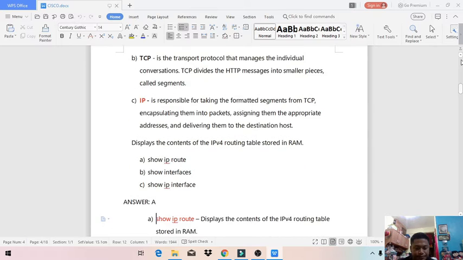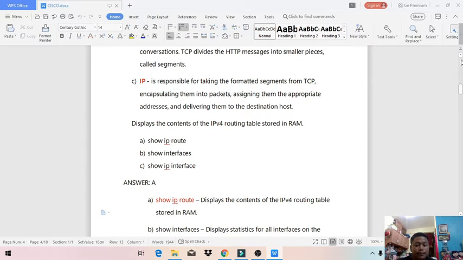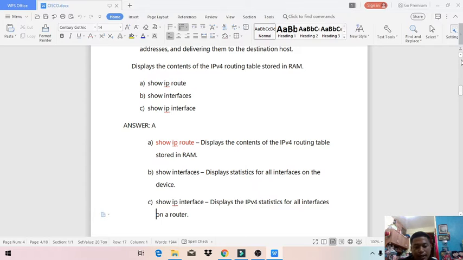So next is: blank displays the content of the IPv4 routing table stored in RAM. Letter A is show ip route, letter B is show interfaces, letter C is show ip interface. The answer is letter A. Why? Because show ip route displays the contents of the IPv4 routing table, while show interfaces and show ip interface display the IPv4 statistics only. So see the difference. The correct answer is letter A.